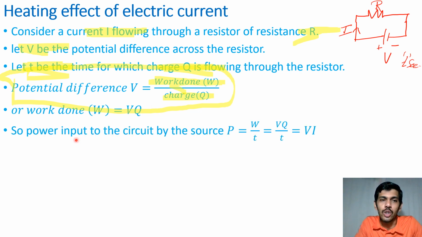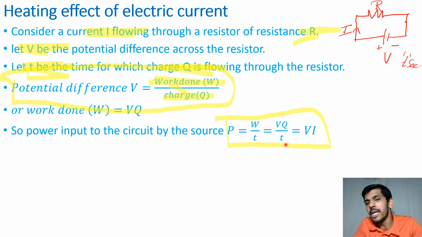Next, what is the formula for power? Power is the rate of doing work, that is, P is equal to W by t. Rate of doing work means work done per unit time. But what is the work done? Work done is here: W is equal to V into Q. Substitute for work done, that is V into Q divided by t.